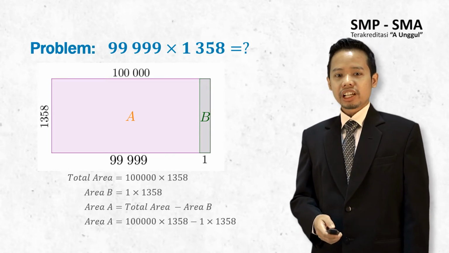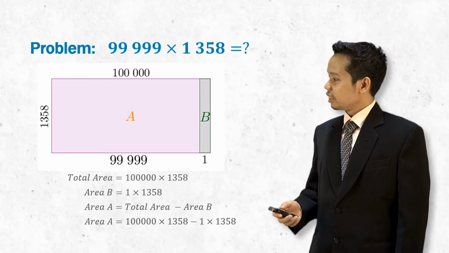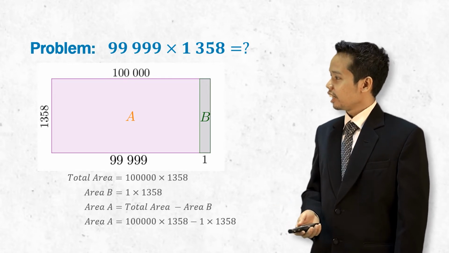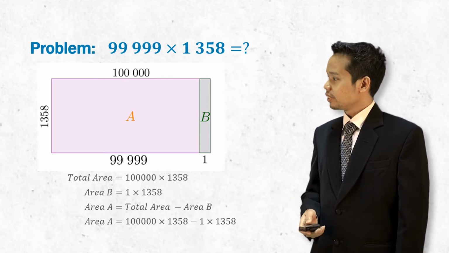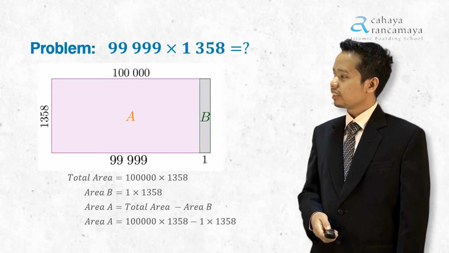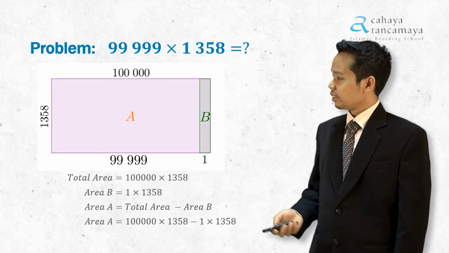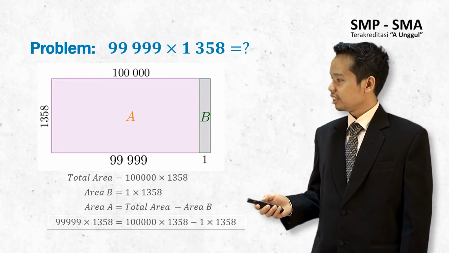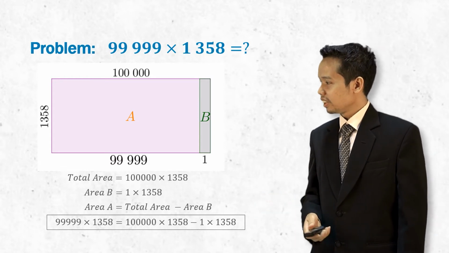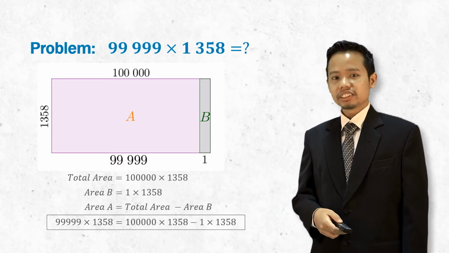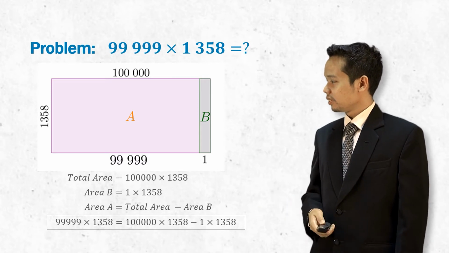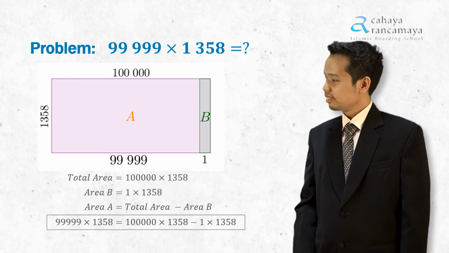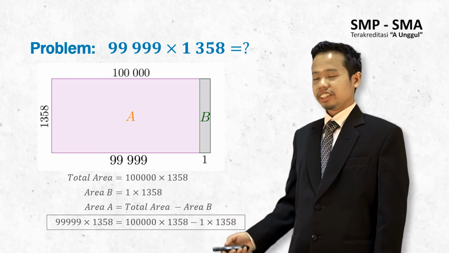By using the formula, area equals its base times its height, the area of A can be written as 99,999 times 1,358. So we have 99,999 times 1,358 is equal to 100,000 times 1,358 minus 1 times 1,358. Let's summarize what we did with the rectangles.